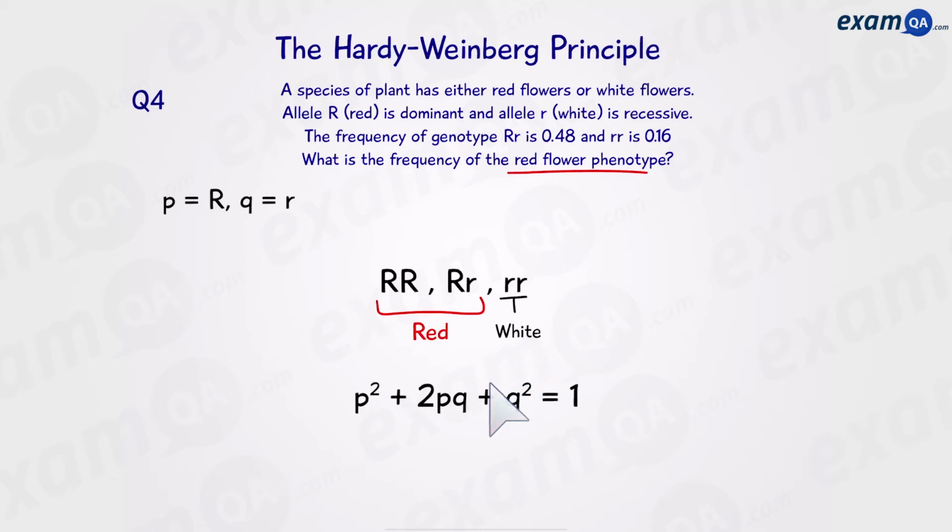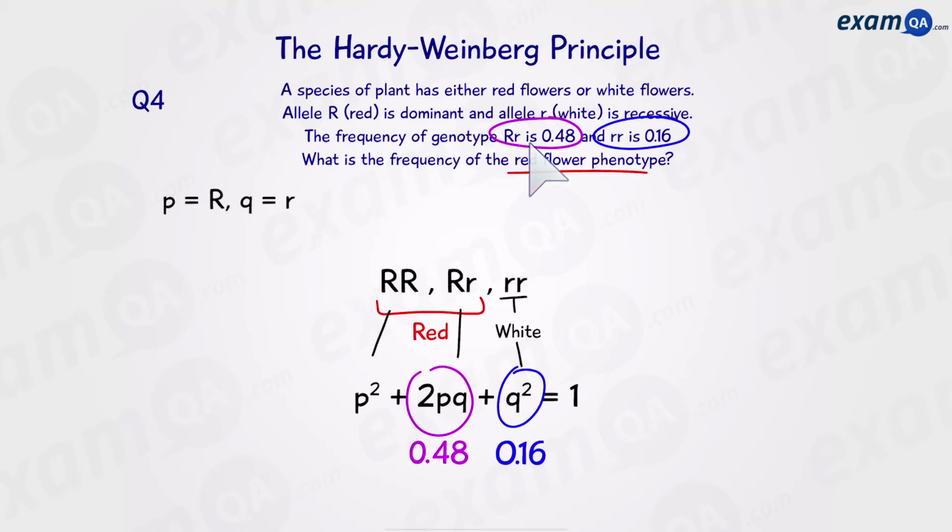So again, since we're talking about genotypes and phenotypes, we're going to require this equation. And we can see how each component of the equation matches with the genotypes. We already know that 2PQ is the heterozygous and the frequency is 0.48. And small r small r is equal to Q squared with a frequency of 0.16.